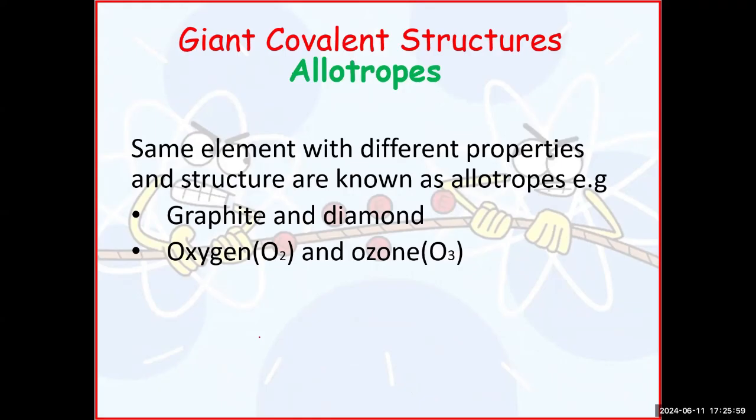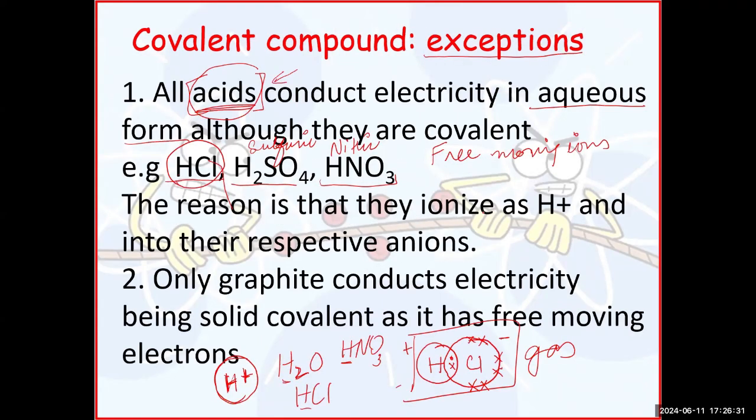Wait, so like the covalent thing, right? If it's a small molecule and it's in aqueous form, it conducts electricity, and if it's an acid, and also a giant structure but not solid. Can you repeat your statement? I think I have missed something. No, is this correct? In covalent, if aqueous, it can conduct electricity, and also if it's a giant structure, and acid, that's it, right?